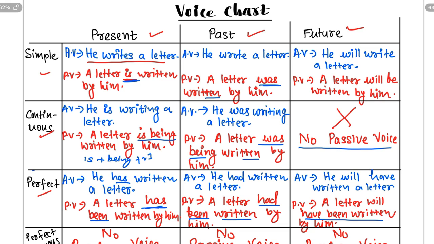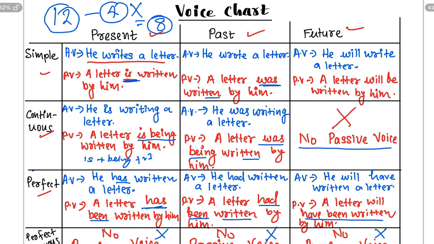Now come to the present perfect continuous tense. So present perfect continuous tense has no passive voice. Similarly, past perfect continuous tense has no passive voice, and future perfect continuous has no passive voice. So out of 12 tenses, 4 tenses don't have passive voice. So all in all, only 8 tenses have passive voice. So it will be easier for you to remember.